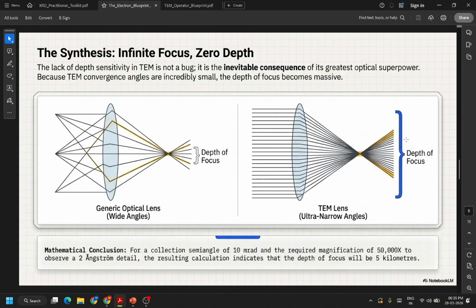So for a collection semi-angle of 10 milliradians and a required magnification of 50,000x, if you want to observe a 2 angstrom detail, the resulting calculation indicates that the depth of focus will be 5 kilometers. So you can see how large, almost infinite depth of focus is present in TEM.